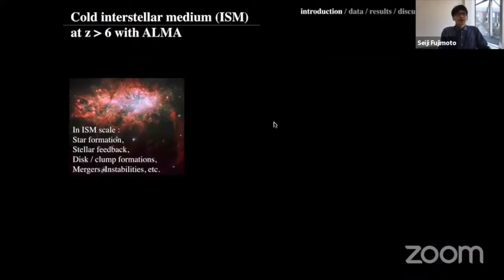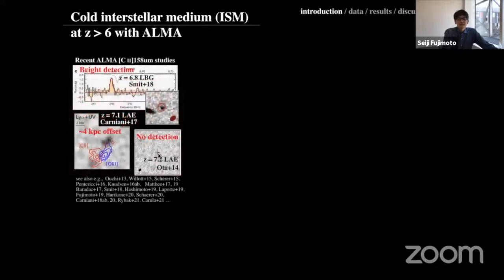So first, the motivation. The early galaxy evolution is regulated by several key mechanisms taking place in the ISM, such as clump and disk formation, stellar feedback, and mass building via star formation and mergers. To address such a detailed ISM picture of early galaxies, recent ALMA studies have detected the ionized carbon emission, which is one of the helpful lines tracing the cold ISM. But a large diversity has emerged. Some are brightly detected, while others are not, or sometimes it shows significant offset from the stellar continuum.